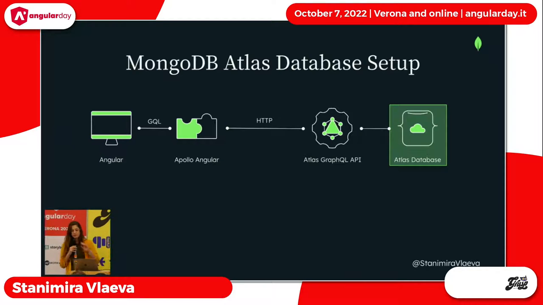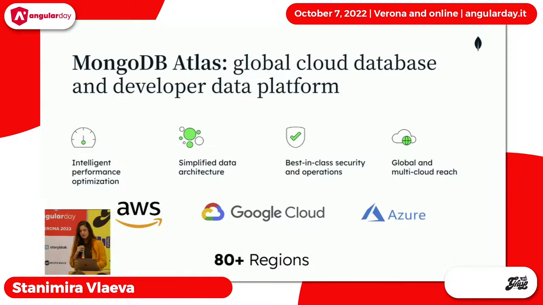All right, let's start from the database setup. Now, what is MongoDB Atlas? Many of you may have heard about MongoDB, which is a document database. Well, MongoDB Atlas is the cloud solution for MongoDB that offers cloud hosting for your database, and also a set of application development services. And we'll see some of them today.